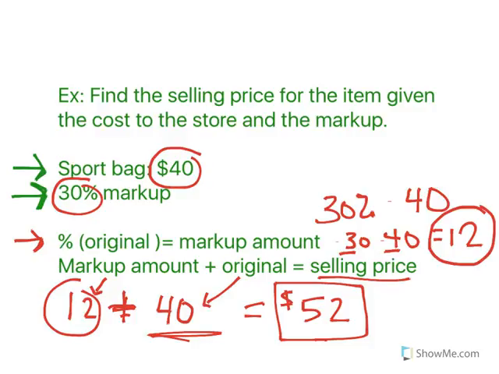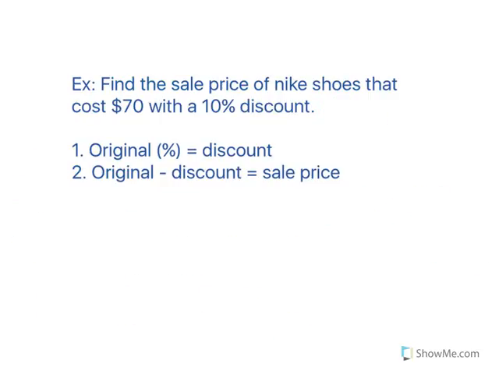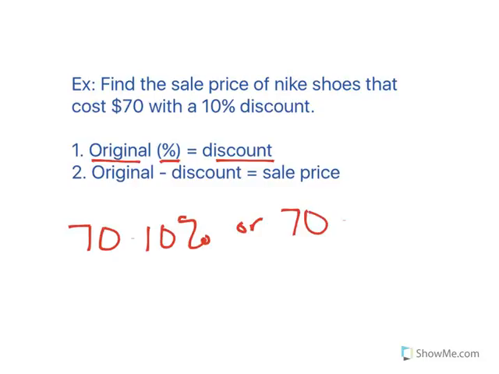My last example says, find the sale price of Nike shoes that cost $70 with a 10% discount. And hopefully this is an example that looks familiar to you. So all we're going to do is take the original cost times our percent, and that's going to get us our discounted amount. So we're going to take our $70 shoes times our 10%. Or if you want to type in your calculator, 70 times 0.10. Or remember, make this easy: 7 times 1 equals 7. So that's a $7 discount.